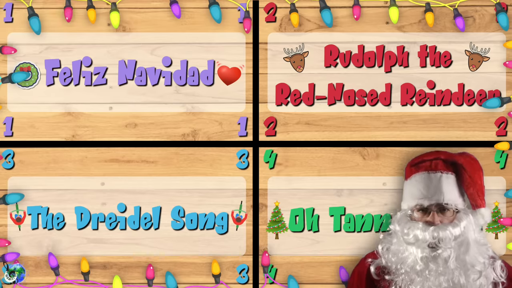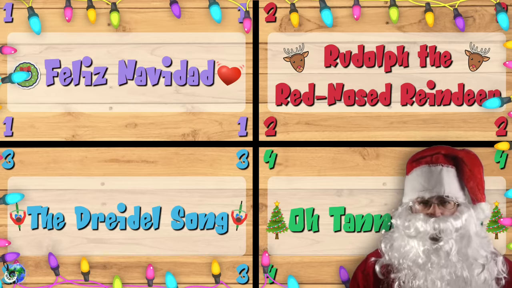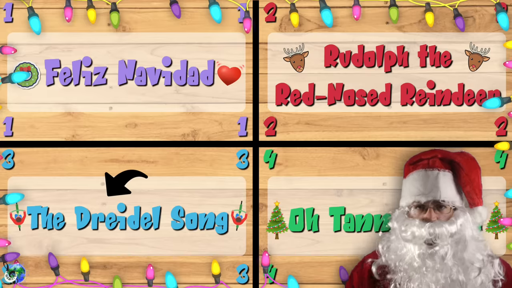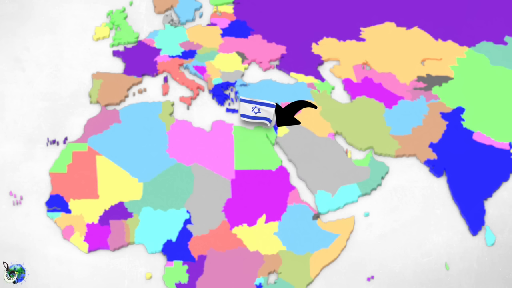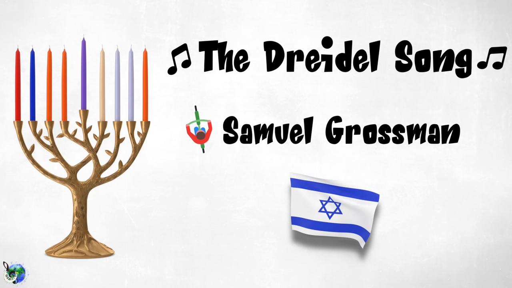Let's introduce the third song in the bottom left-hand corner, the Dreidel Song. The Dreidel Song originally came from Israel. The Dreidel Song, also known as I Have a Little Dreidel or Dreidel, Dreidel, Dreidel, dates back to 1927 when the English version was written by Samuel Grossman. It's a children's Hanukkah song and describes the creation of the four-sided spinning top that is used to play the traditional game during the Festival of Lights.